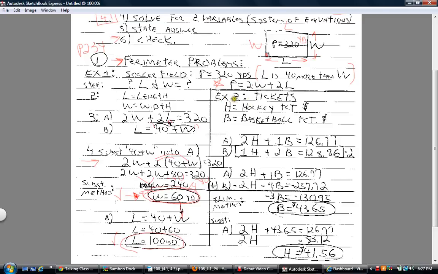This example 2 is not exactly the same as it is on page 235. Oops, excuse me. 235. The numbers are off a little bit, so I'll stick with my example here. This was from the previous edition.